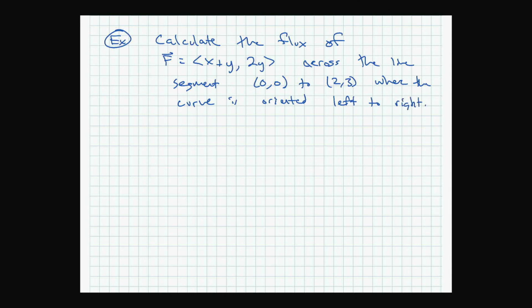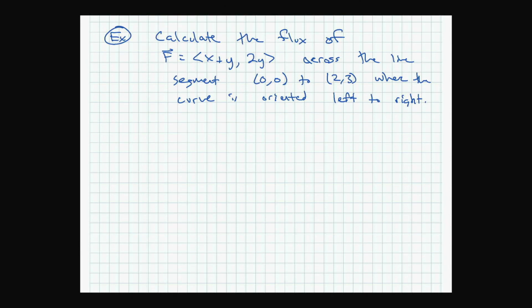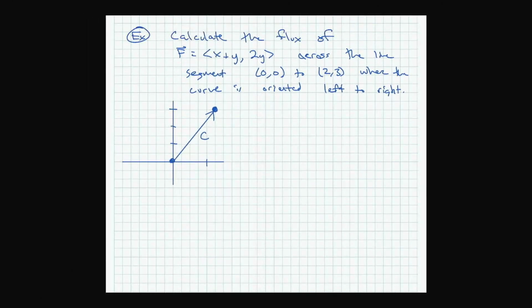All right. So I don't really care what the f looks like, but what I do care about is that we have 0, 0, and then we have, let's say, 2, 1, 2, 3, like this. That's your C. Now they didn't say which way to orient the normal, so we'll just see how it happens. Okay, so calculate the flux across.